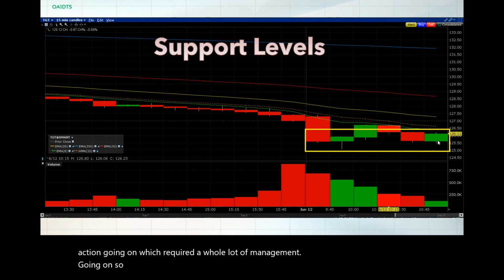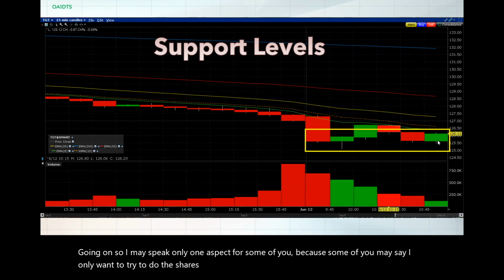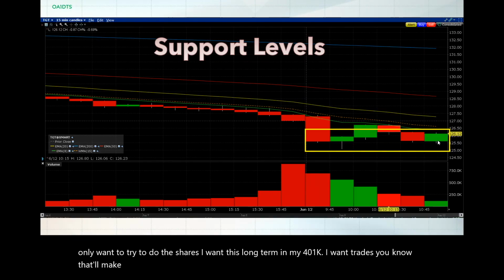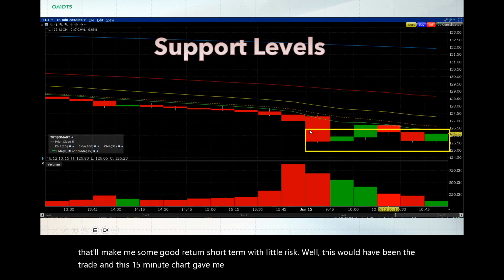So I may speak to only one aspect for some of you, because some of you may say, I only want to do the shares. I want this long term in my 401k. I want trades that'll make me some good return short term with little risk. Well, this would have been the trade. And this 15-minute chart gave me the confidence and the information that I wanted to see.